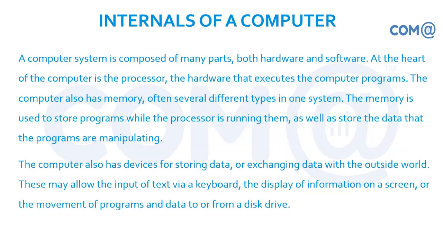So a computer system is composed of many parts, both hardware and software. So it requires hardware as well as software to function as a computer. Only with hardware or only with software it cannot function. Both things have to join together and work as a computer.